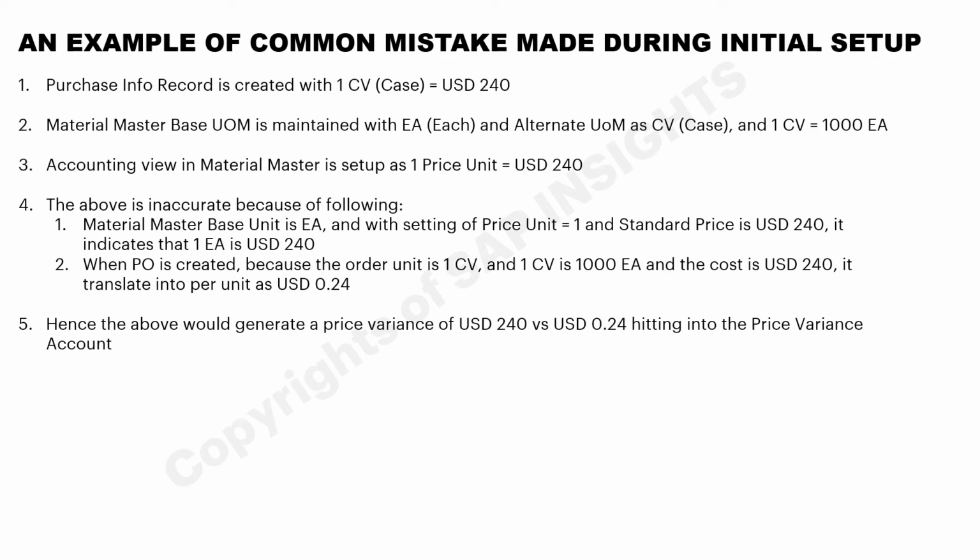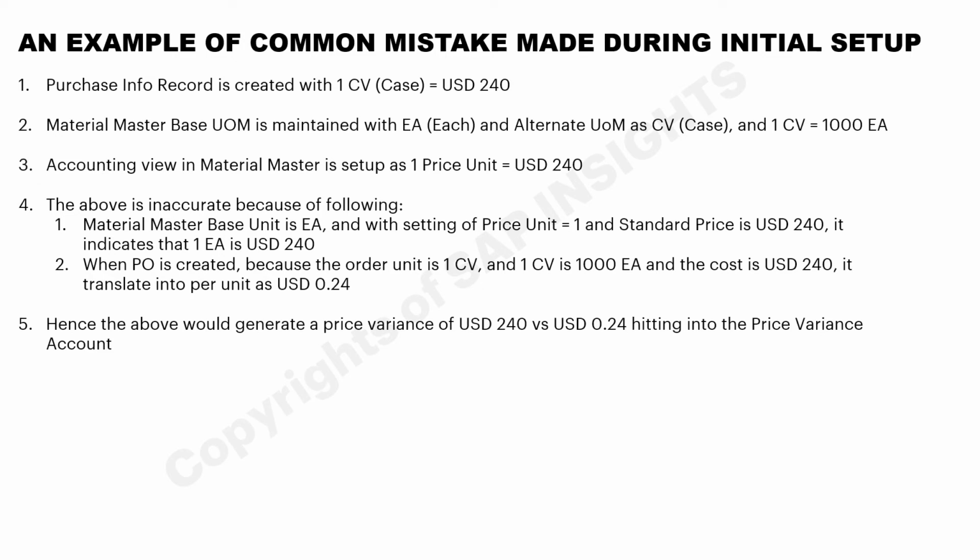However, in actual, based on the PIR, we are procuring in case, and in one case that we procure, there are 1,000 each, which is $240 for the 1,000 each, which means one each is actually only costing 0.24 US dollars.